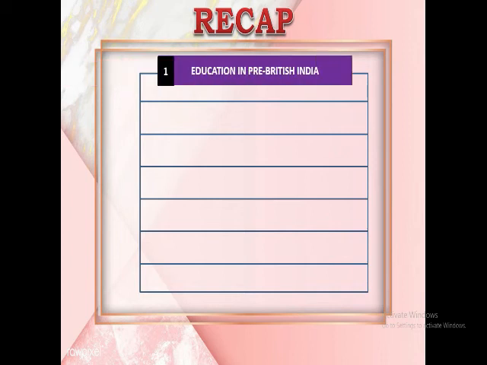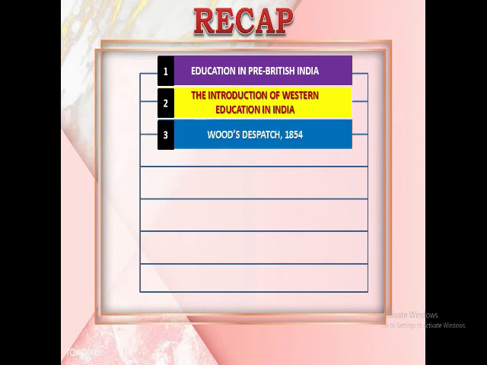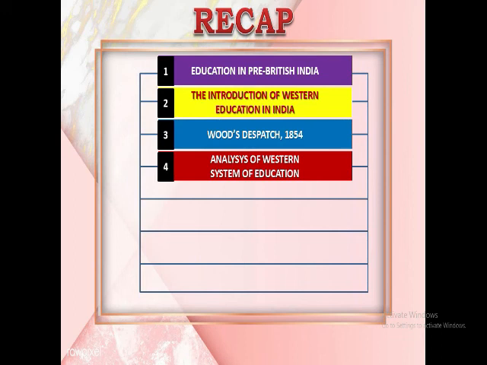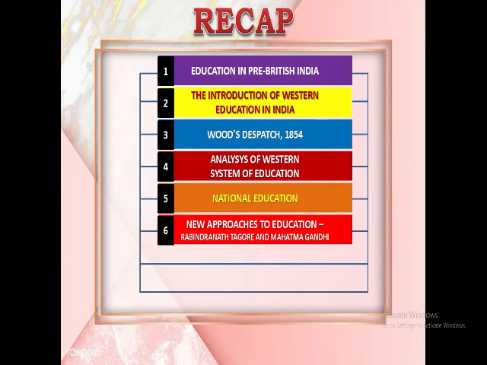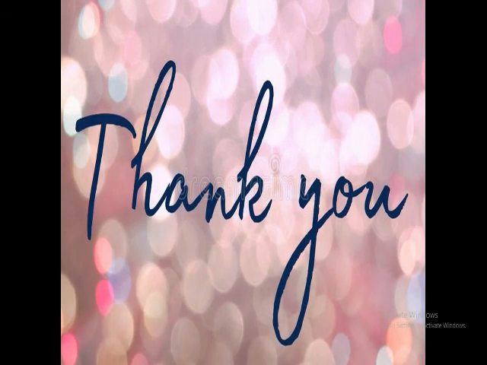So that's all the topics, children. Let's recap this chapter from the beginning. In the first part we learned education in British India, the introduction of Western education in India, Wood's Despatch in 1854 and the analysis of the Western system of education, then national education, the new approaches to education, Rabindranath Tagore and Mahatma Gandhi, and Aligarh and Baroda. So these are all the topics covered, children.